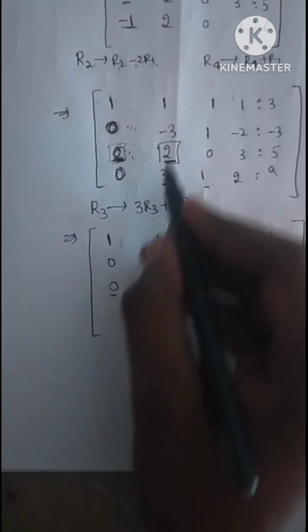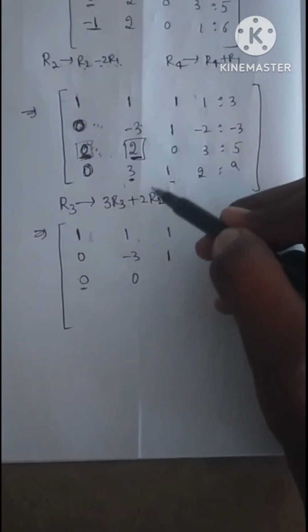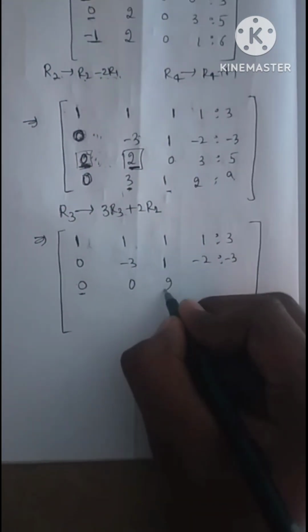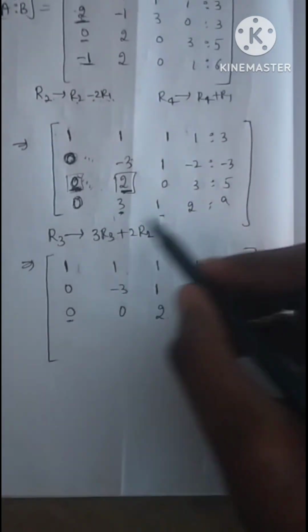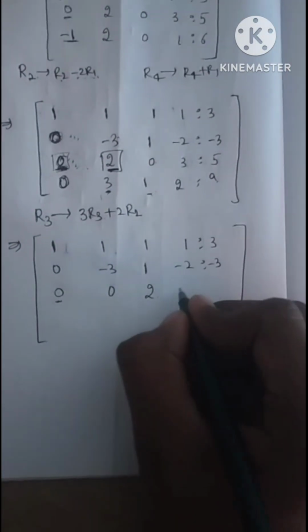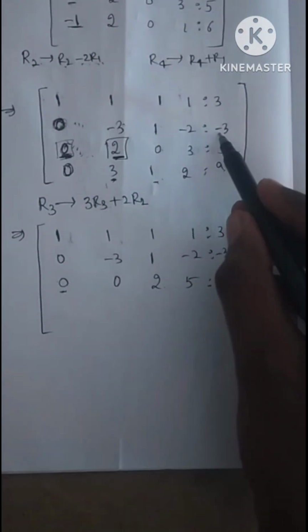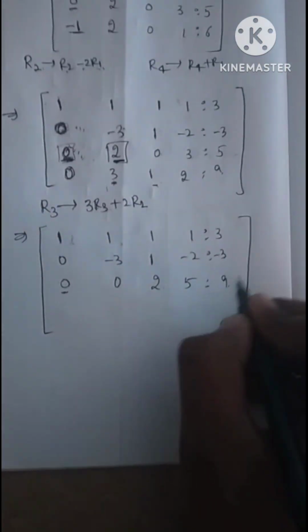So let us do another one. 3 twos are 6, plus minus 6 is 0. Next, 3 into 0 is 0, plus 2 into 1 is 2. So here 2. Next, 3 into 3 is 9, minus 4. 9 minus 4 is 5. Then here, 3 into 5 is 15. 15 minus 6 is 9.